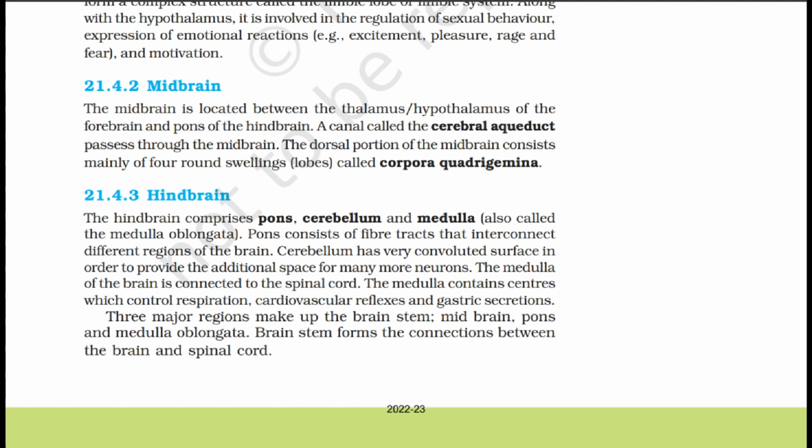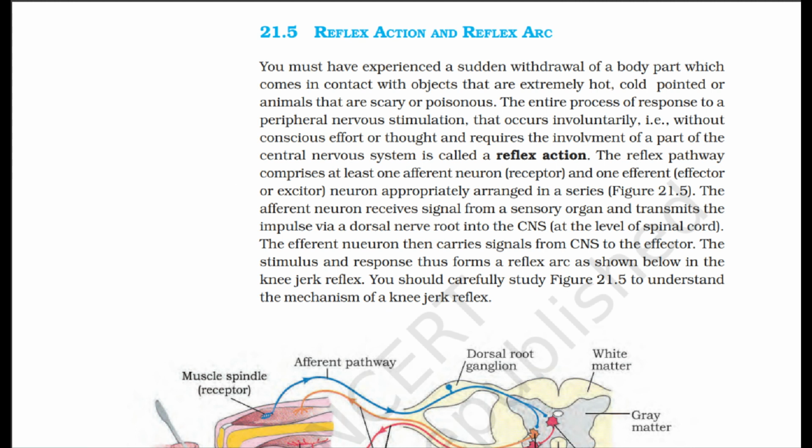3 major regions make up the brain stem: midbrain, pons, and medulla oblongata. Brain stem forms the connections between the brain and spinal cord. Reflex action and reflex arc.